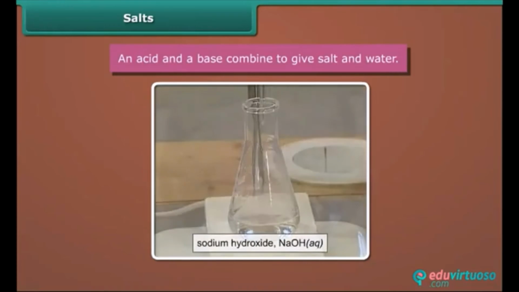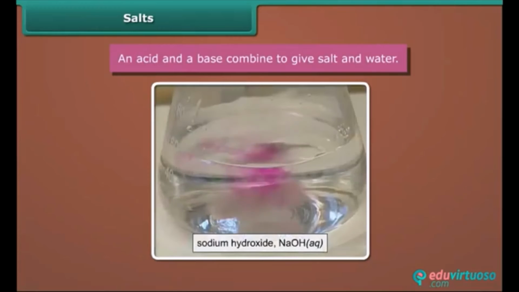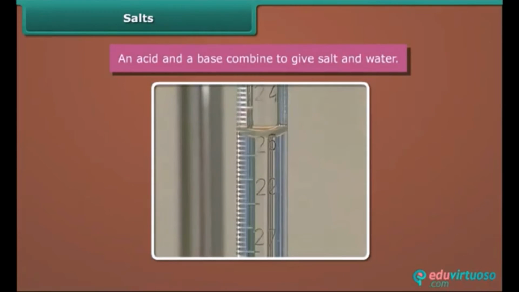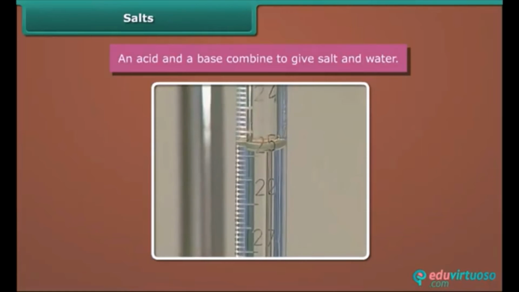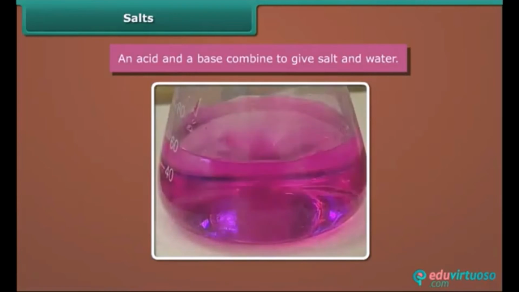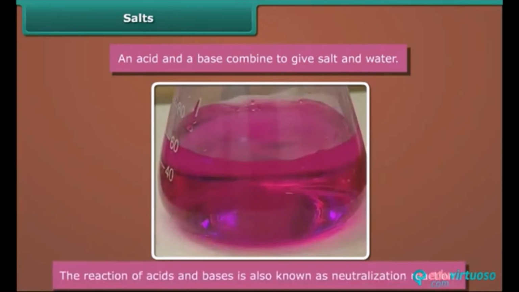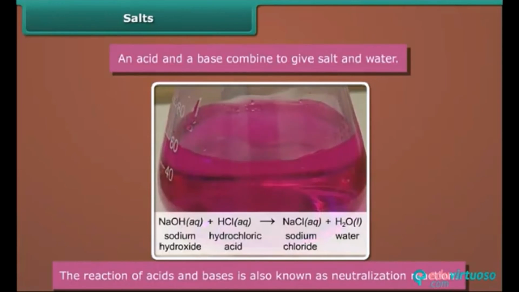At a certain point, the indicator changes color, which means that the acid is completely neutralized by the sodium hydroxide and some excess hydroxide ions are present in the solution. The reaction produces salt, sodium chloride, and water. The reaction of acids and bases is also known as a neutralization reaction.